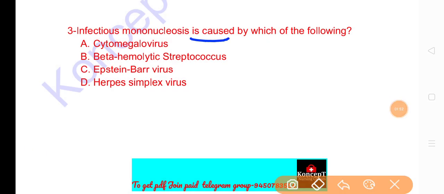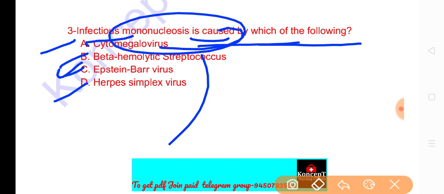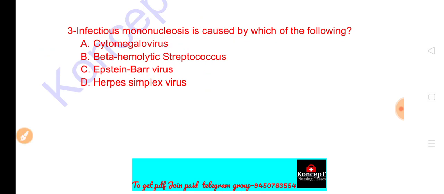Infectious mononucleosis is caused by which of the following? Cytomegalovirus, beta hemolytic streptococcus, Epstein-Barr virus, herpes simplex virus. The correct answer is option C. Infectious mononucleosis is caused by Epstein-Barr virus.